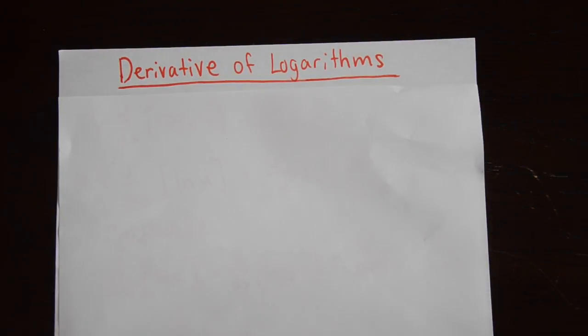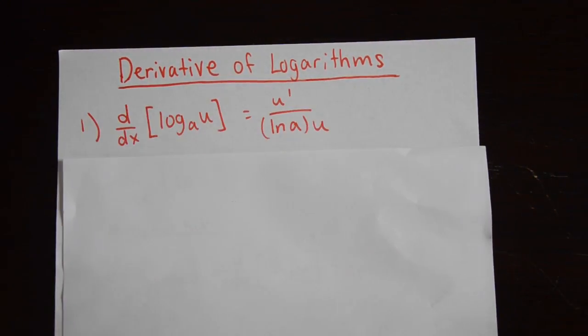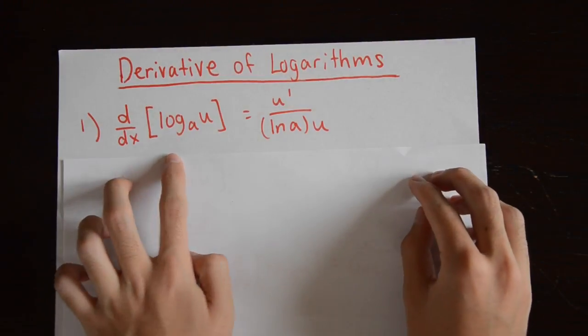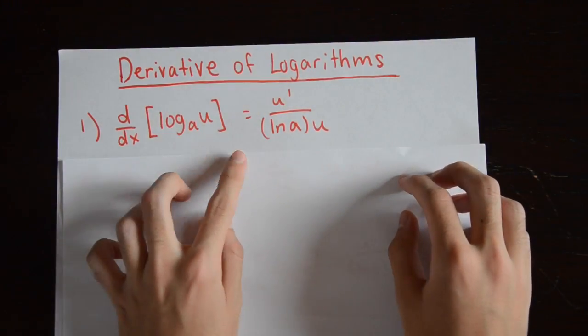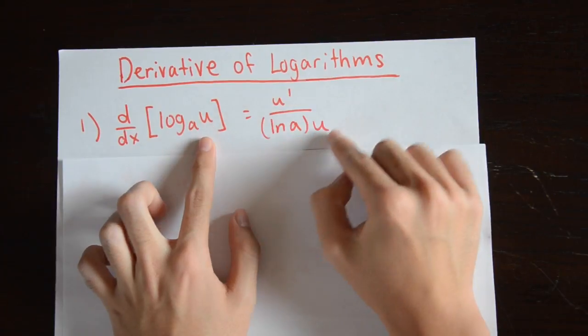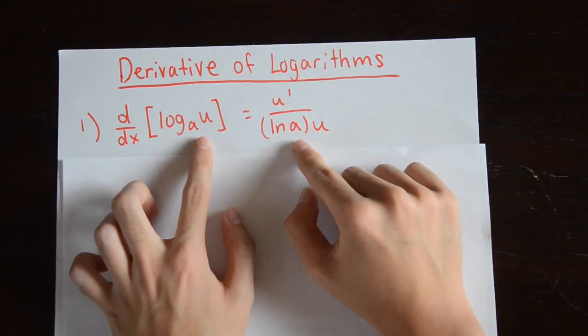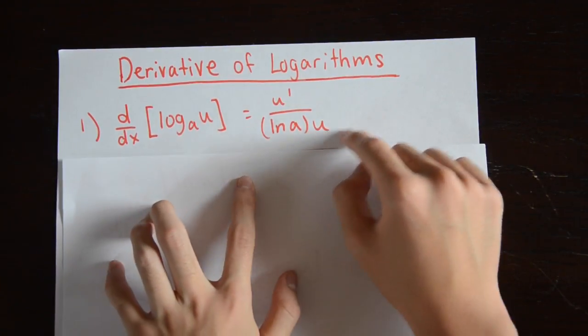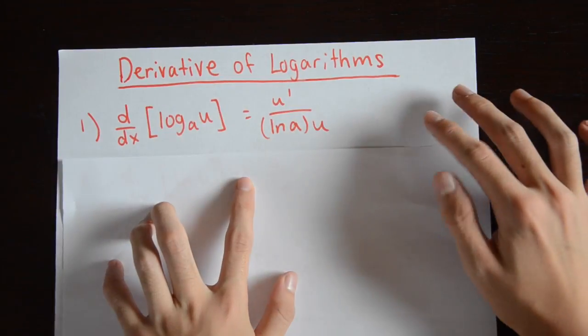The derivative of logarithms. When you're finding the derivative of log base a of u, you take the derivative of u and you divide it by the natural log of a times u. So this is the formula you'll be using to solve the problems.